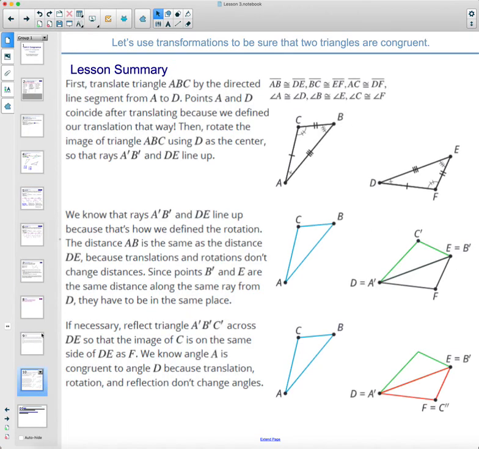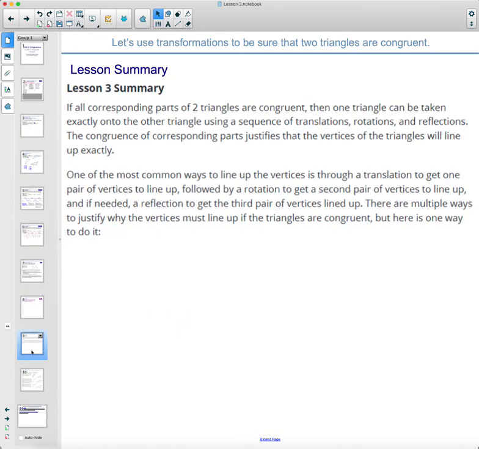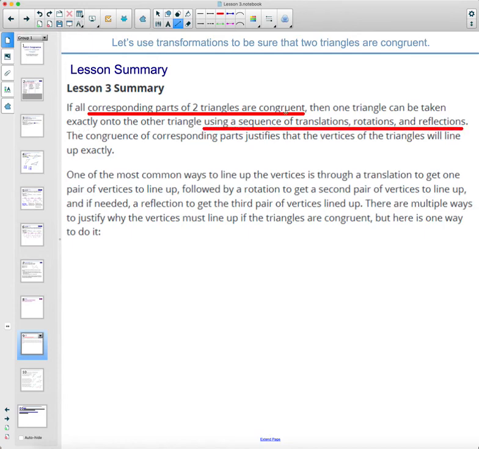Let's go to the summary. So what you're supposed to kind of understand from this is that if all corresponding parts of two triangles, okay, so we had all the corresponding parts were equal. So if we know that, okay, then one of the triangles can be taken exactly to the other using a sequence of translations, rotations, and reflections, okay? So using a sequence of those, which means just one or more. Okay, so we did one that just went translation, a couple that did translation, rotation, a couple that used all three.